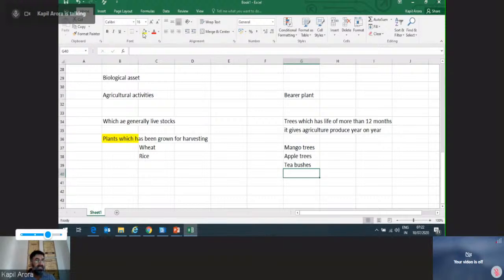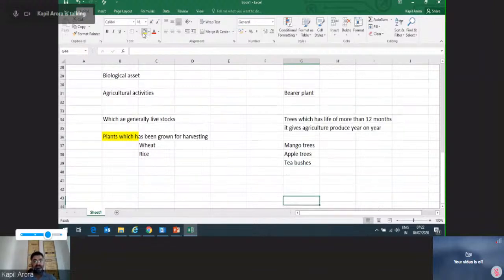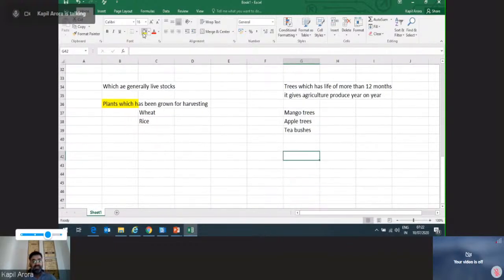What is a bearer plant? What is agricultural produce? Now, why is a bearer plant considered as property, plant and equipment? Because it is a tangible asset, which you can see, its life is more than 12 months, and it produces goods. So it is actually meeting the definition of property, plant and equipment. It works the same as machinery. We just have to maintain the plant and it will keep on giving the produce.